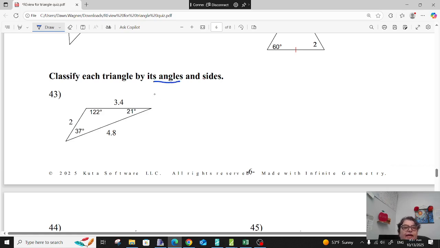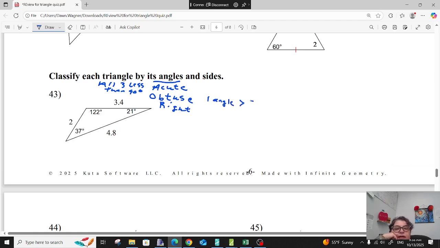Okay. Angles, you have three options. You have acute, you have obtuse, and you have right. Acute means all three angles are less than 90 degrees. Obtuse, one angle is greater than 90 degrees. Right, one angle equals 90 degrees.